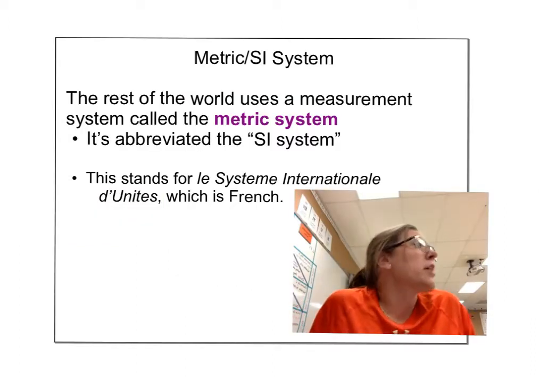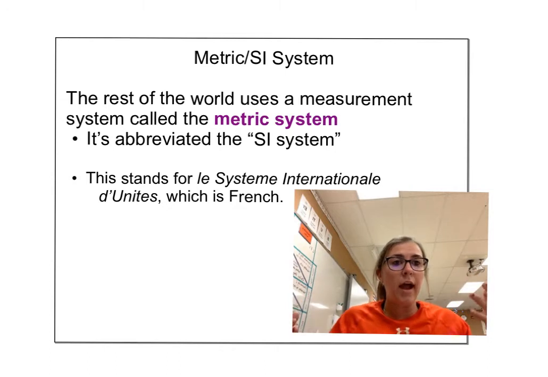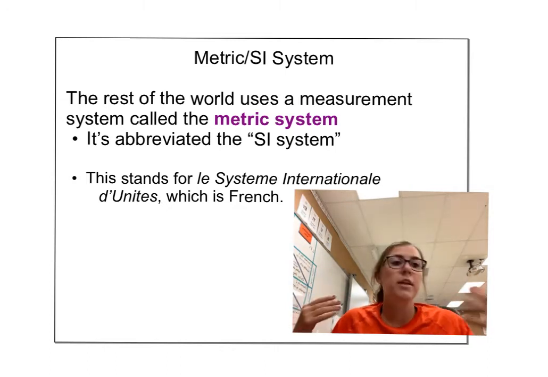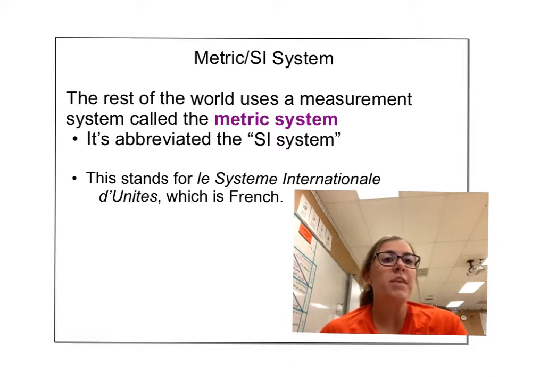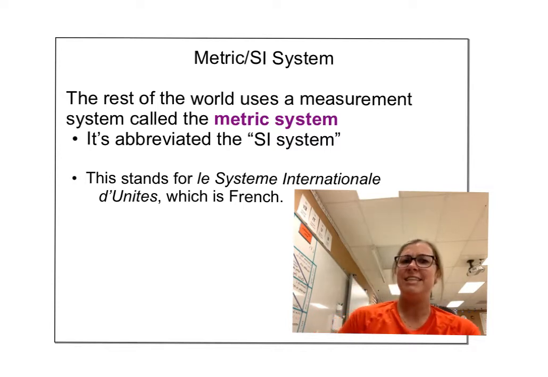All right, so the United States is weird, if you haven't figured that out yet. And we measure things a little differently. We measure things in like inches and feet and miles. But the rest of the world, including the scientific community, uses a measurement system called the metric system or the SI system. The SI system, SI stands for Le Système International d'Unités.